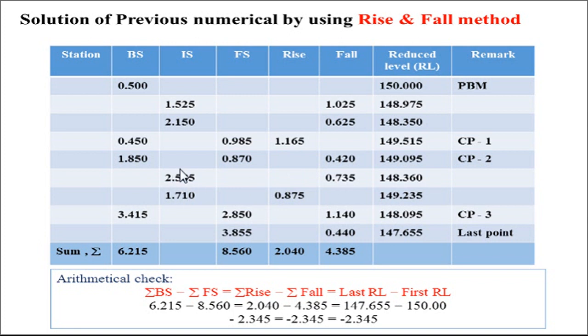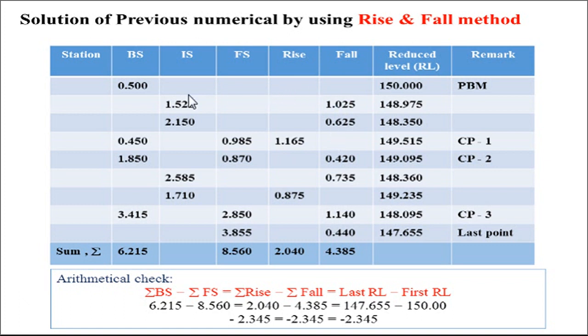Then next we have to compare these two. So here we are getting positive, so a rise is there. Then we compare these two, again negative, so it is a fall. And for the last one we compare these two, again negative, so fall. So we have calculated the various rises and falls, and then we have to find out the reduced levels by using the rise and falls which we have calculated.